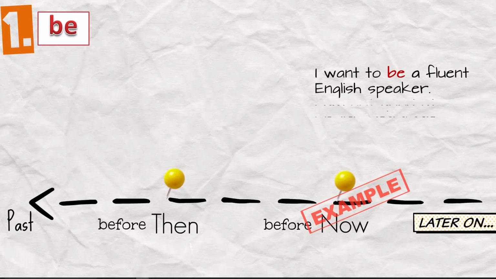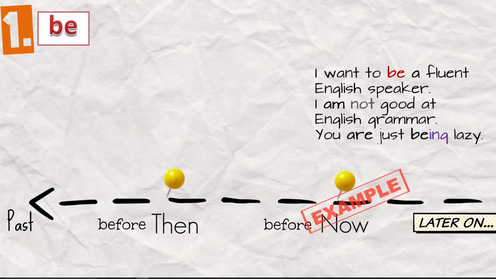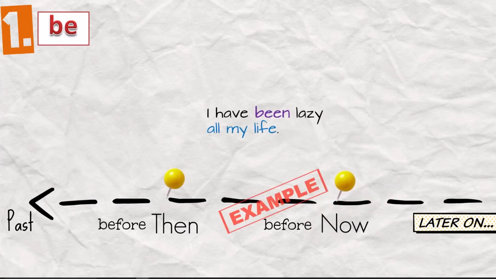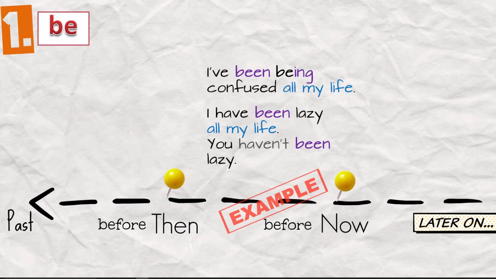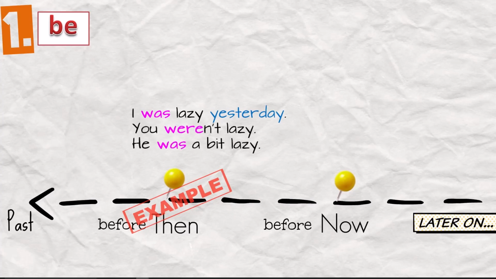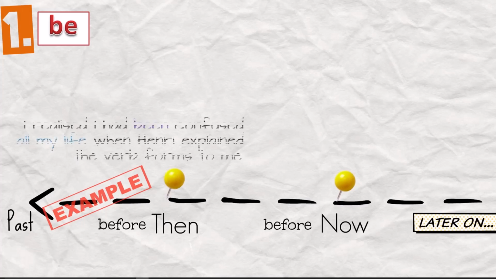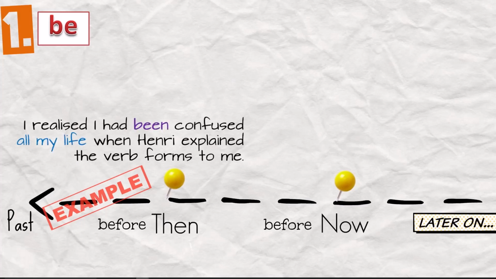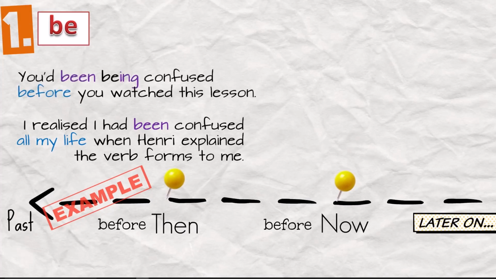Alright, I am not good at English grammar. You are just being lazy. He isn't lazy, normally. Alright, then we have I have been lazy all my life. You haven't been lazy. I've been being confused all my life. The past. I was lazy yesterday. You weren't lazy. He was a bit lazy. You were being confused. And before then, I realized I had been confused all my life when Henry explained the verb forms to me. You'd been being confused before you watched this lesson.